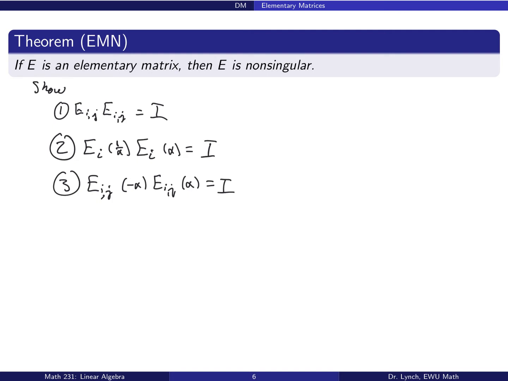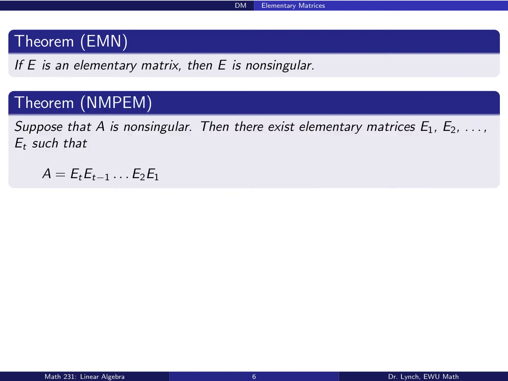This is important because it turns out then that we can show every non-singular matrix is a product of elementary matrices. That's what this theorem says. If A is non-singular, then there are elementary matrices E sub 1, E sub 2, out to E sub t, such that A is a product of those t elementary matrices. The proof of this is pretty cool, and it relies on the fact that when A is non-singular, A can be reduced to the identity.